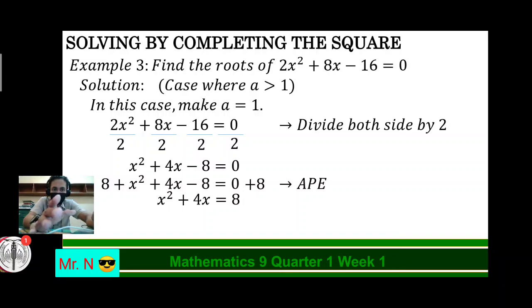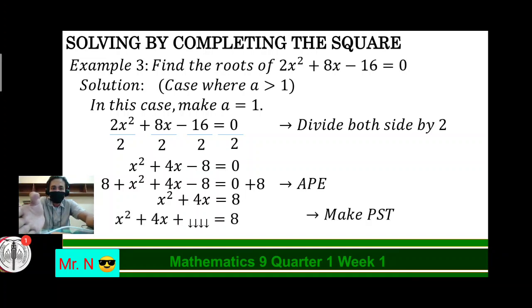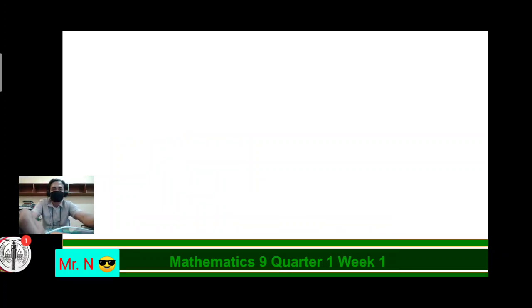And that's it. And now, it's time for us to find the last term no, of the expression on the left to make it a perfect square trinomial. So make it PST, so perfect square trinomial. So we need to add a certain number on the left side to make it a perfect square trinomial. But since by addition property of equality, you need also to add on the right side. Now let's move on. Let's solve.